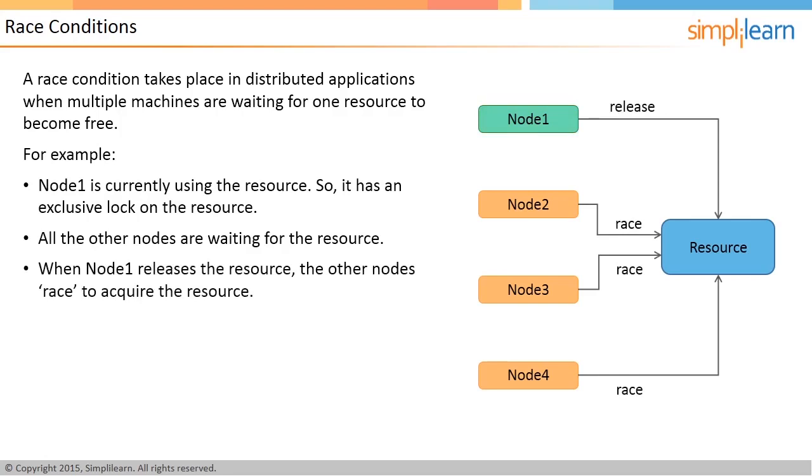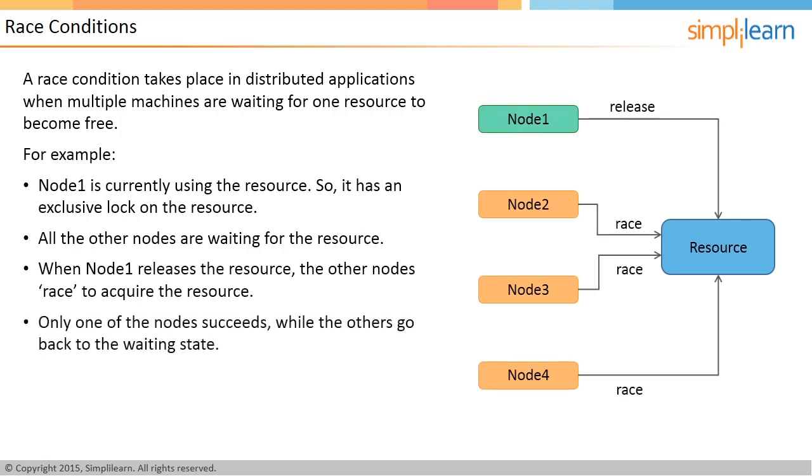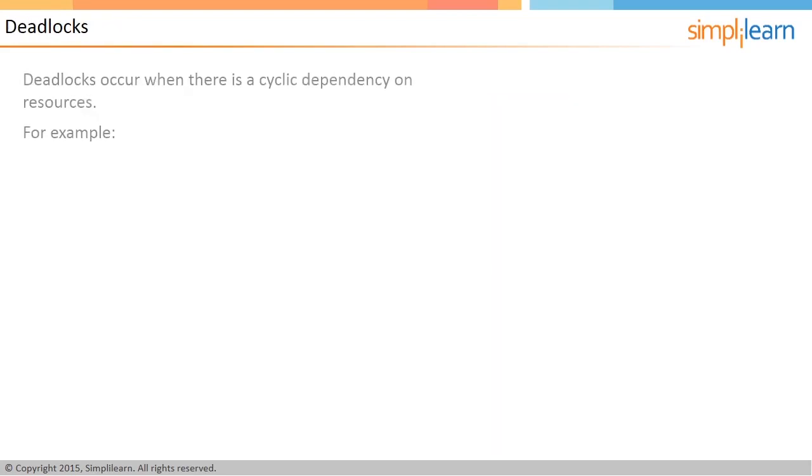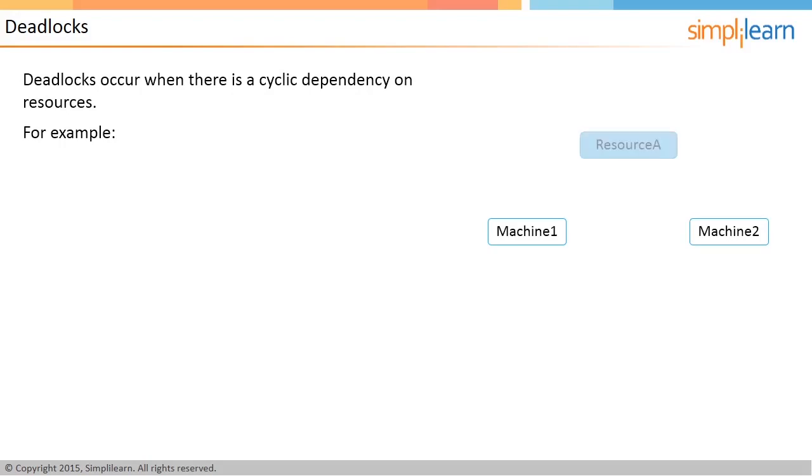Deadlocks occur when there is a cyclic dependency on resources. The diagram illustrates a deadlock situation. There are 2 machines, Machine 1 and Machine 2. There are 2 resources, Resource A and Resource B. Machine 1 has locked Resource A and is waiting to lock Resource B. At the same time, Machine 2 has locked Resource B and is waiting to lock Resource A. Since none of the locks can be acquired or released, it leads to a deadlock.